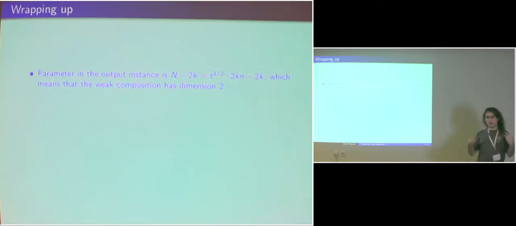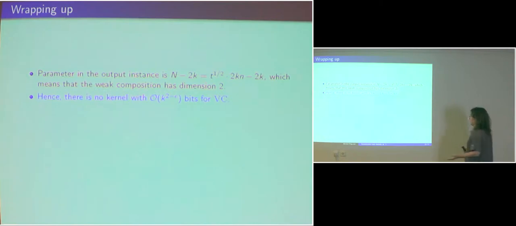Yes? So the parameter of the output instance, the size of the vertex cover I'm asking for, is n minus 2k. Yes? But the whole size of the output instance was like the square root of t times a polynomial in the maximum input size. Yes? So this is allowed, meaning this is the parameter we are shooting at.